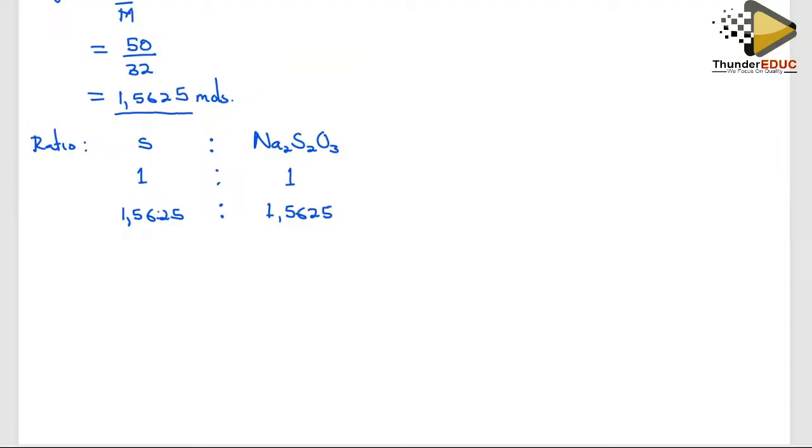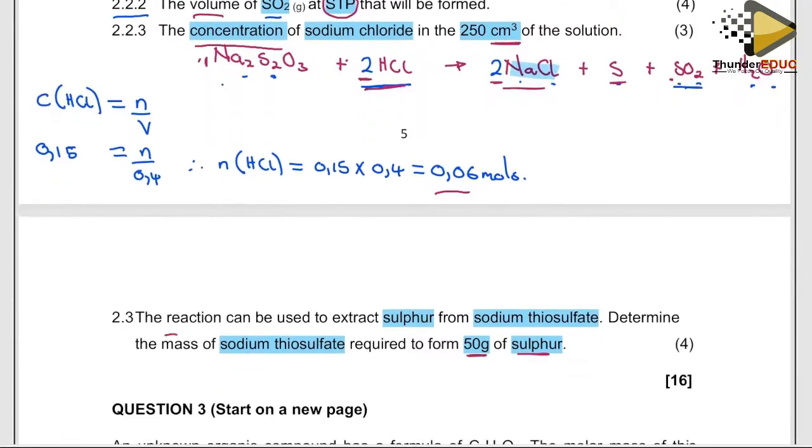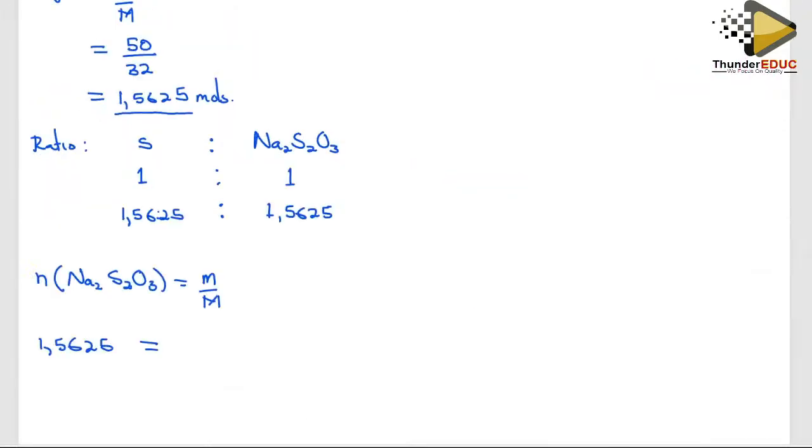So then after that, now we can go ahead and calculate the number of moles of Na2S2O3, which is equivalent to m over M. Therefore, the number of moles there we already have, so it's going to be 1.5625 is equivalent to. We're asked to determine the mass of the sodium thiosulfate, so this is the mass that you're looking for, which is our m there. I'm going to say small letter m at the top, which is the mass.